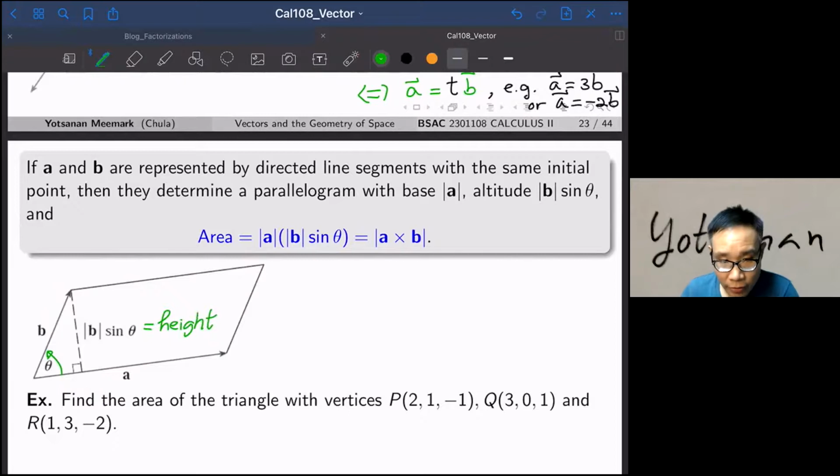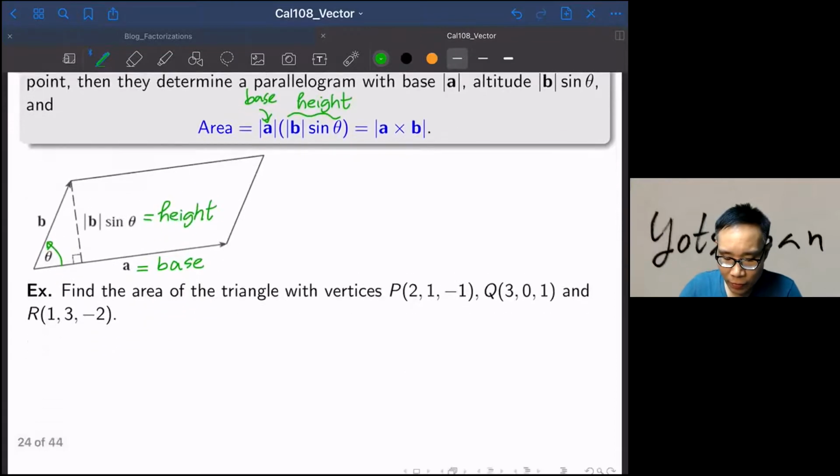So this one gives you the height, and you have the area given by the base multiplied with the height. So it's going to be norm A, norm B sine theta. And norm A, norm B sine theta turns out to be the norm of A cross B. So it's going to be the norm of A cross B.